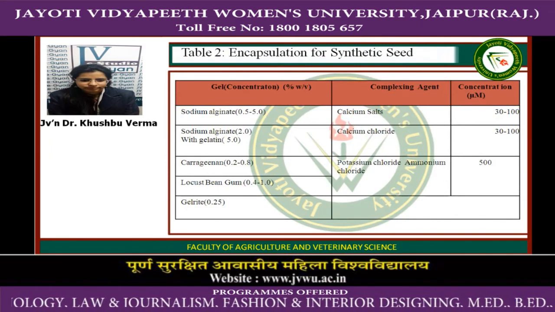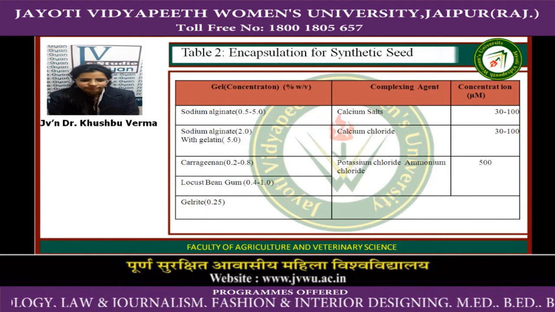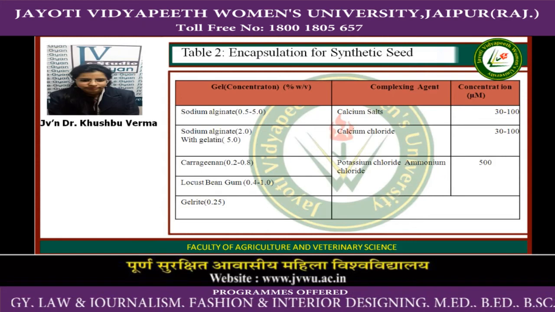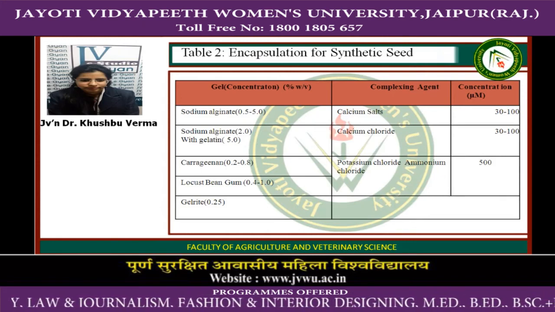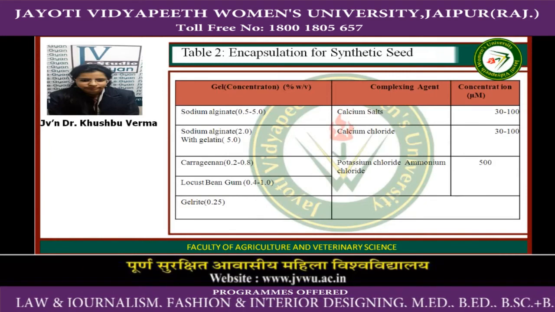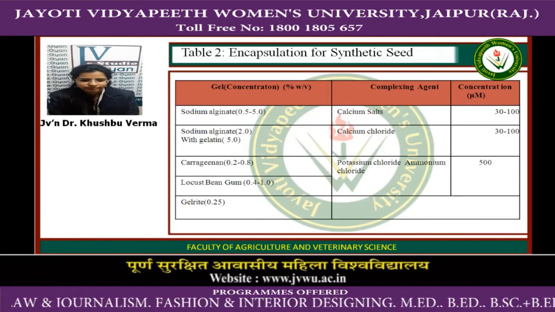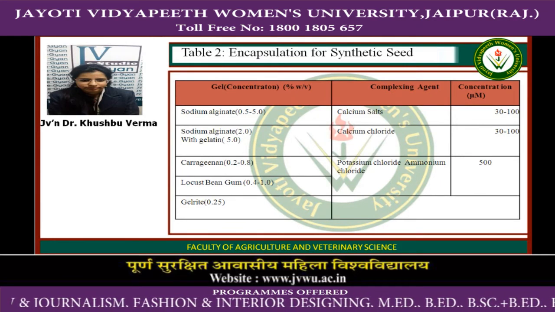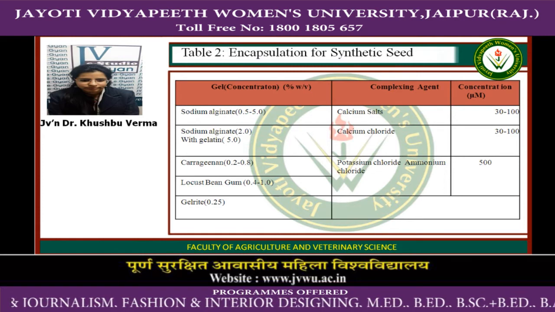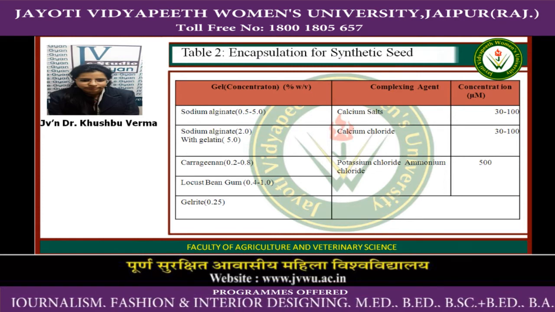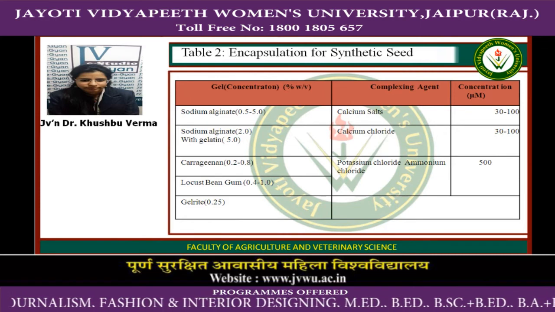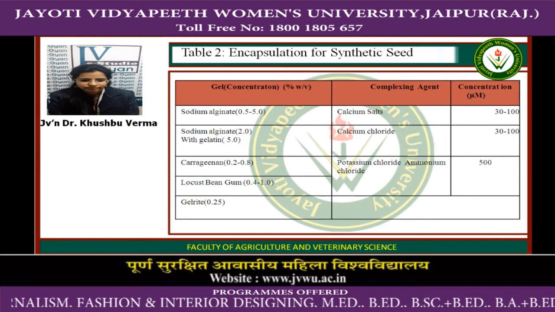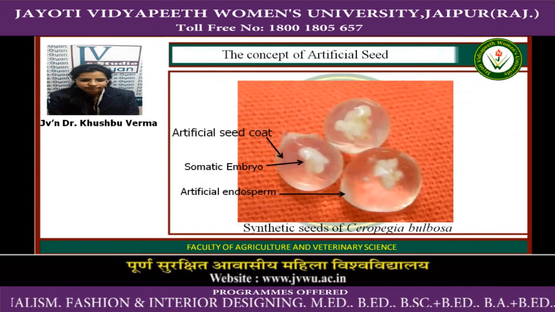This is the chemical composition of encapsulation for synthetic seed. First of all, we will talk about the gel concentration in weight by volume. In the case of sodium alginate, we use 0.5 to 5% along with calcium salt at 30 to 100 millimolar concentration. Sodium alginate with gelatin uses calcium chloride; carrageenan is used along with potassium chloride; and locust bean gum is also used with potassium chloride, ammonium chloride and aluminum chloride. In the case of Gelrite, we do not use any complexing agent.